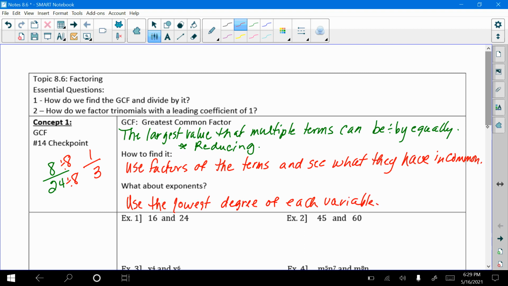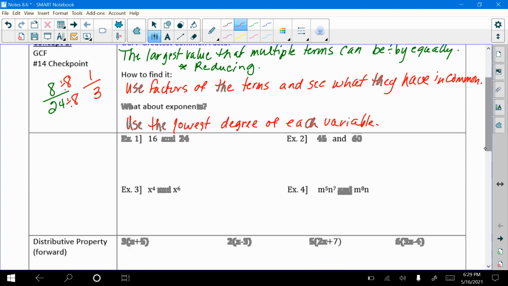So here we go. We're going to talk about 16 and 24. If I'm going to use the factors of the terms, here's one term and 24 is the other term. 16 would be broken down into 8 times 2. Well, 8 breaks down to 4 times 2. Bring down this other 2. And 4 breaks down to 2 times 2. So my factors for 16 are 2 times 2 times 2 times 2.